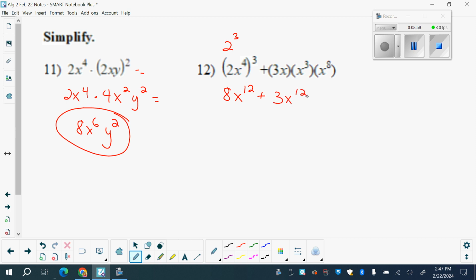Good. And then are they like terms? Yeah, so now we can add them. If and only if they're like terms. And so they would add up to 11x to the 12th. And we don't do anything with those exponents when we add. Okay.